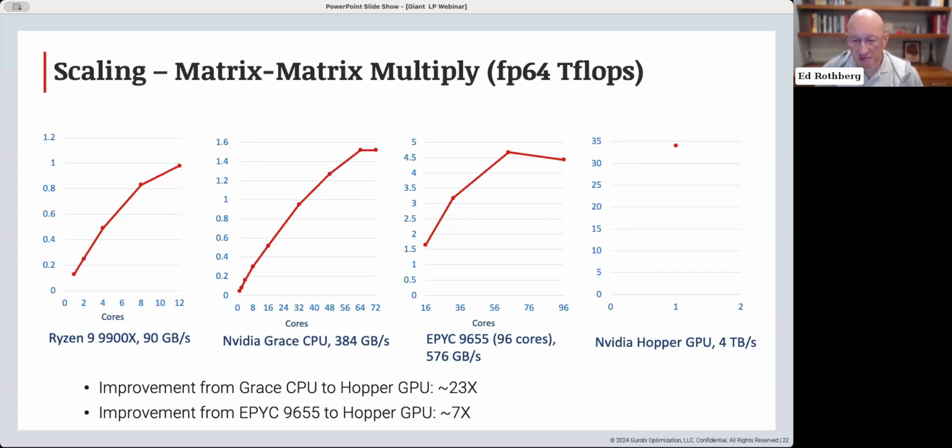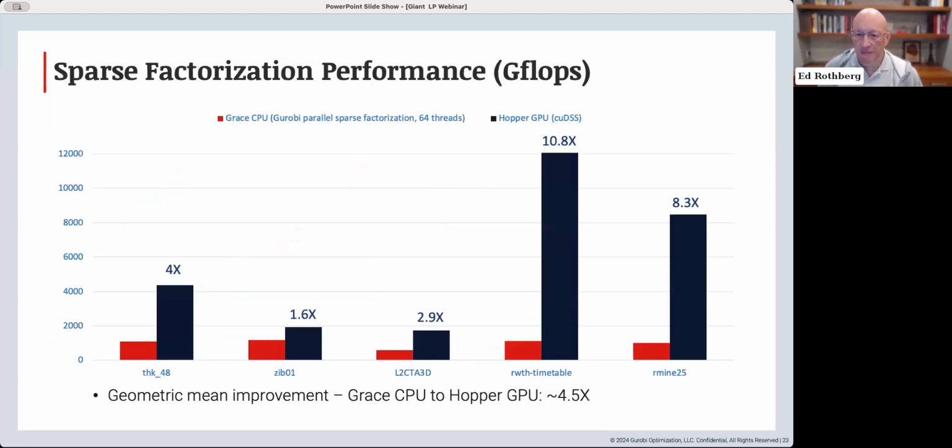But of course, matrix multiply, in doing these independently on multiple cores, doesn't really capture the performance of sparse factorization that accurately. So let me look at actual sparse factorization numbers. What we have here are 5 different models. These are just models that are chosen to have difficult factorizations. On the y-axis, we have performance in gigaflops. The red bar is the Grace CPU, and the blue bar is the Hopper GPU. These are the CPU and the GPU that are in the NVIDIA Grace Hopper box.